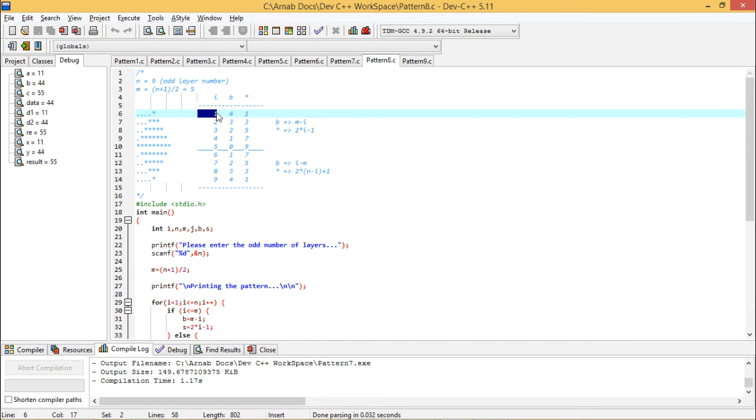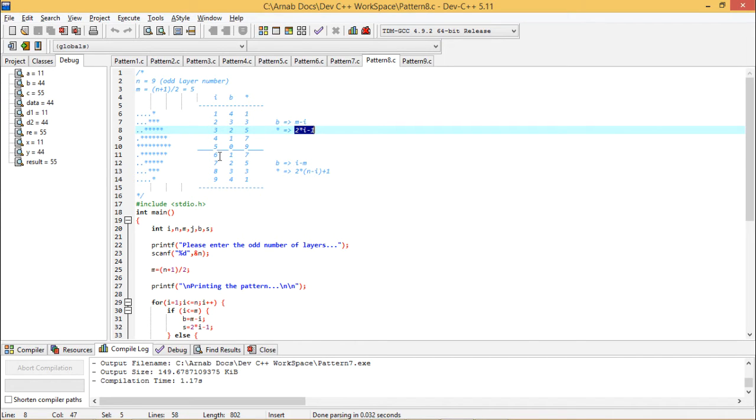So 2 into 1, that is 2, minus 1, that is 1. 2 into 3, that is 6, minus 1, that is 5. 2 into 5 is 10, minus 1 is 9. So the logic is very simple, that is 2 star I minus 1. Now in this case what is happening?